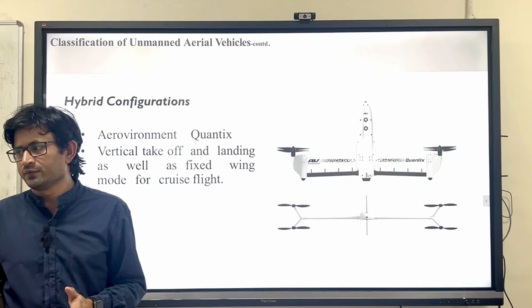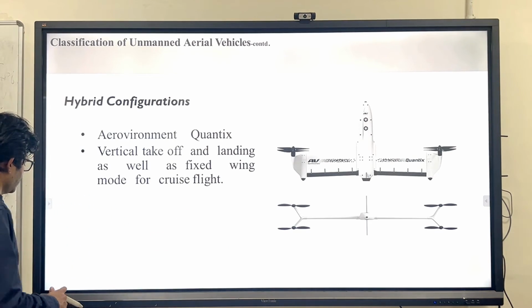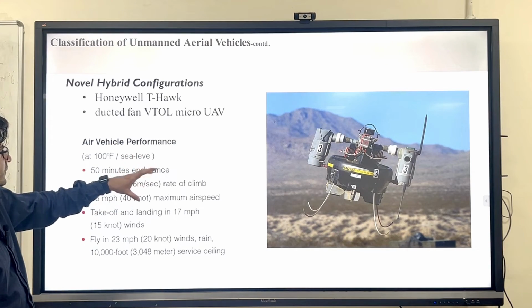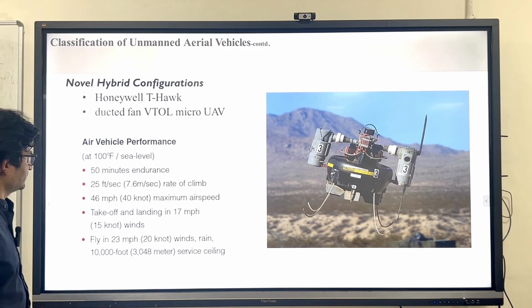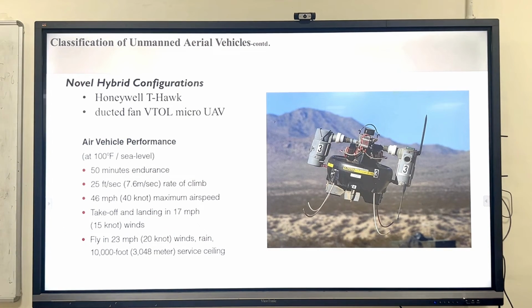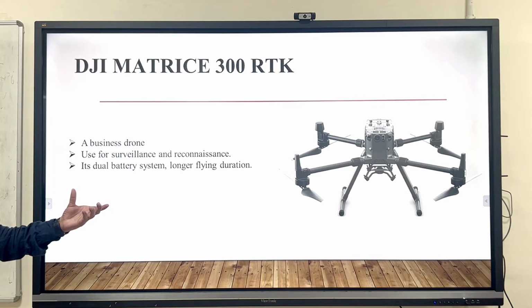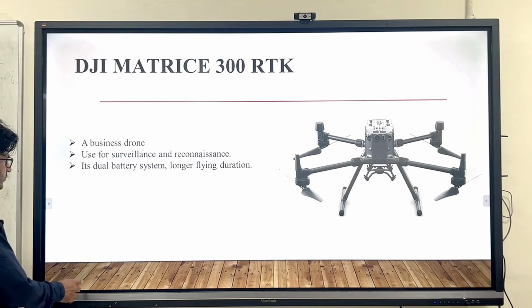build a novel configuration. So this kind of UAV you can see, and you can see a duct fan VTOL. There are just so many, but I have listed some. Okay, this can also fly approximately 50 minutes. Okay, these are some other drones made for surveillance and reconnaissance. Okay, it's a business drone.